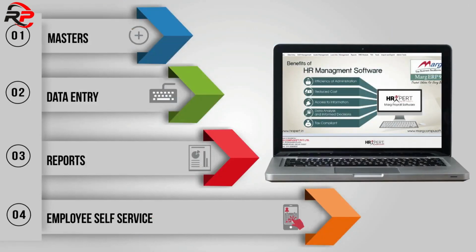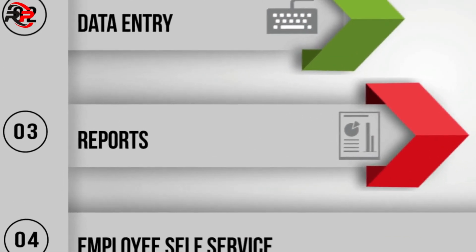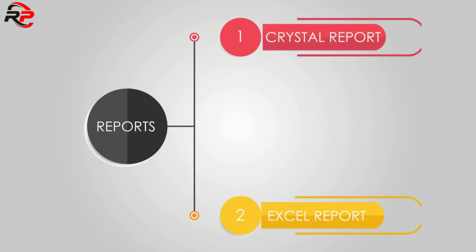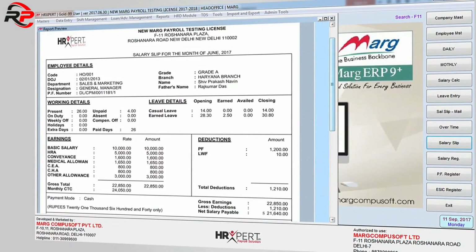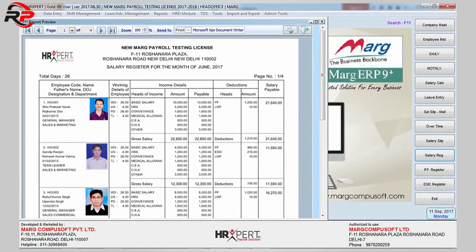Now let's move on to the next module, that is the reports part. In Marg HRXpert software, reports are maintained in two ways. First is in the form of crystal report, for example, salary slip, salary sheet, etc. And second is in the form of Excel report. This is the salary slip which is generated through Marg HRXpert software. And this is the salary register.